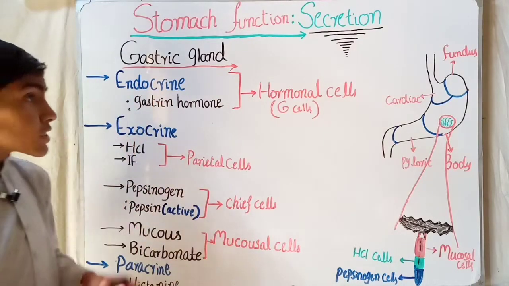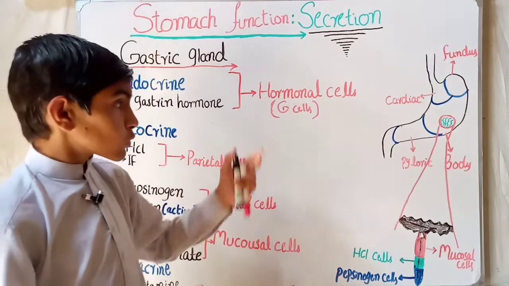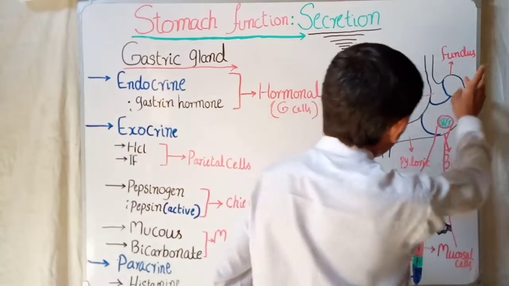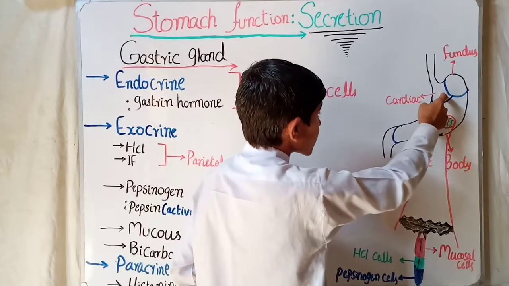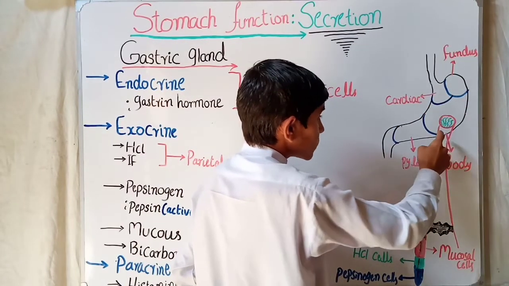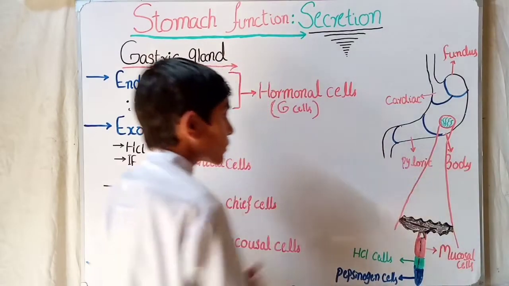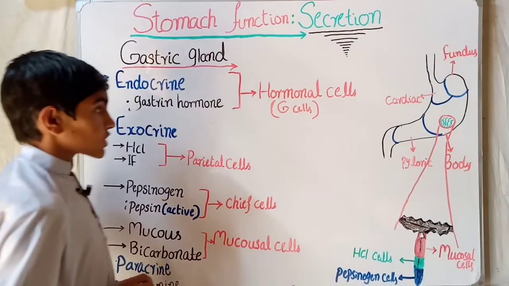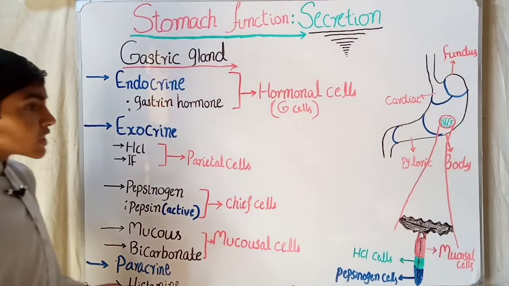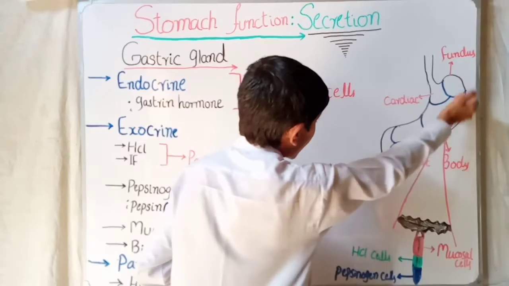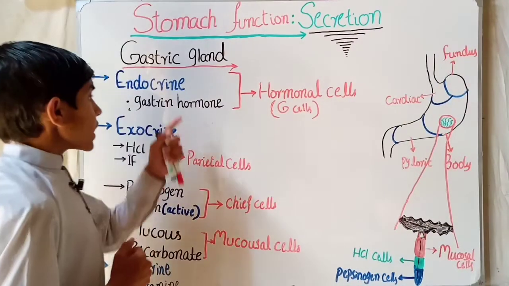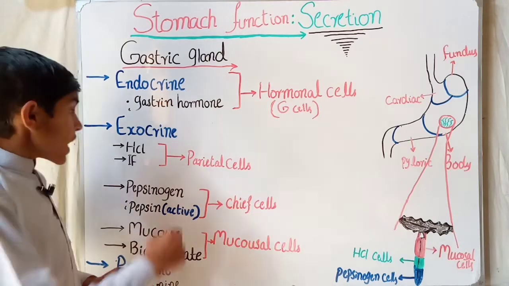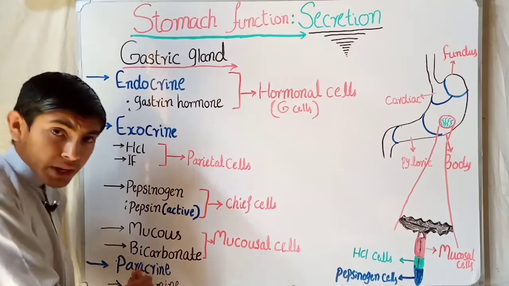The secretion of the stomach is done through the gastric glands present in the stomach. First, this is the fundus part, this is the cardiac part, and this is the whole body of the stomach, while this is the pyloric part of the stomach, and then this is the first part of the small intestine. The gastric gland is folded throughout the whole stomach, and the gastric gland serves endocrine, exocrine, and also paracrine functions.